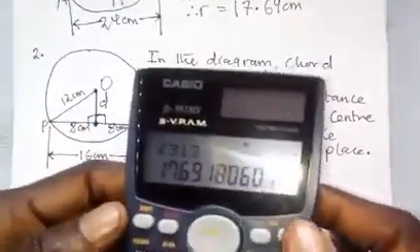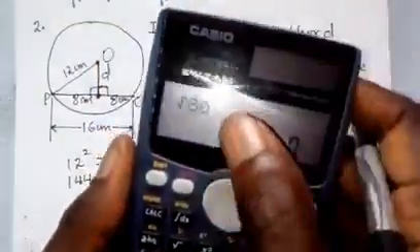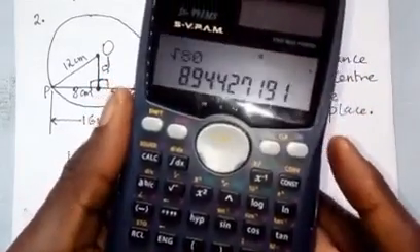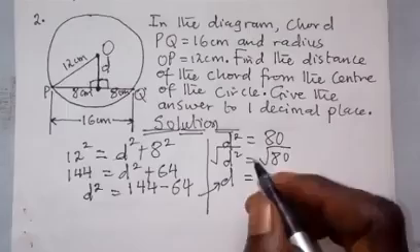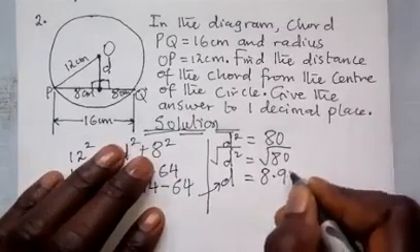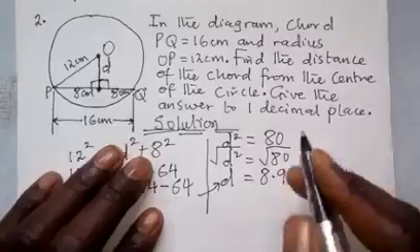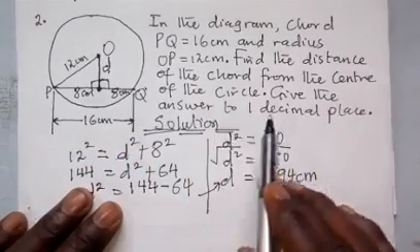Now we bring in our calculator once again. We put in our root sign, and then we press in our 80. This is our 80, and this will appear. Then we press our equals to. Then we have 8.94 centimeter. But recall that from the question we are asked to give the answer to 1 dp.